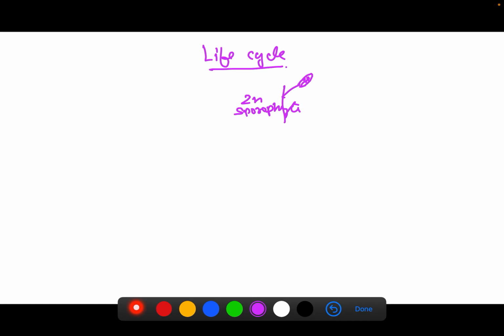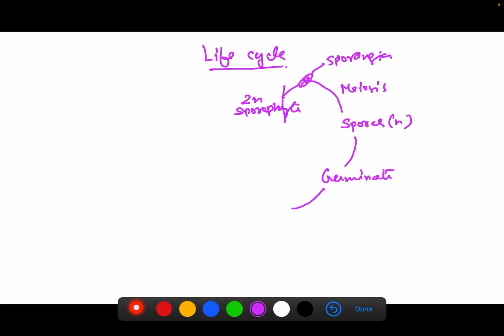So this is the sporangia, and inside the sporangia we find the spores. The spores will be formed by meiosis, so they will be haploid, n in number. These spores will then germinate, and they will form the gametophytic plant, the gametophyte.